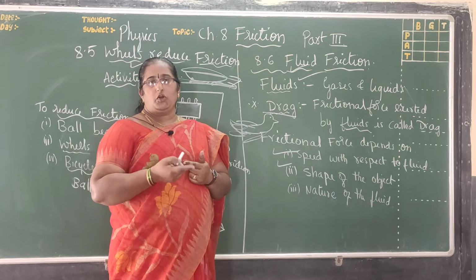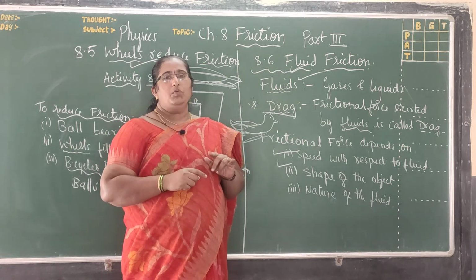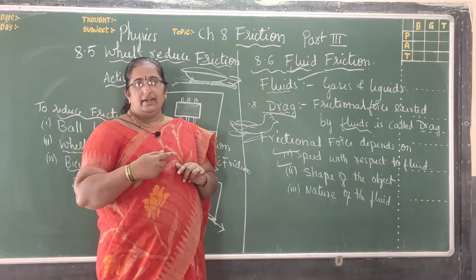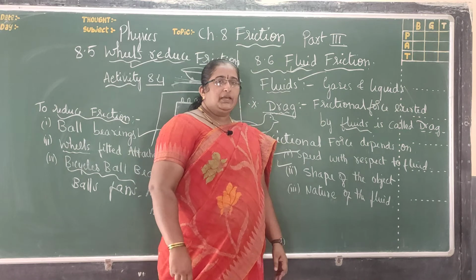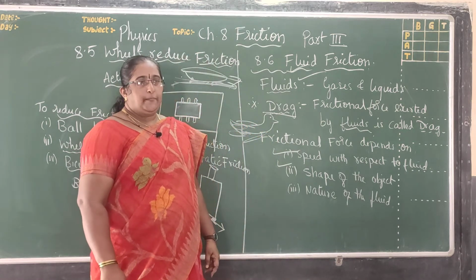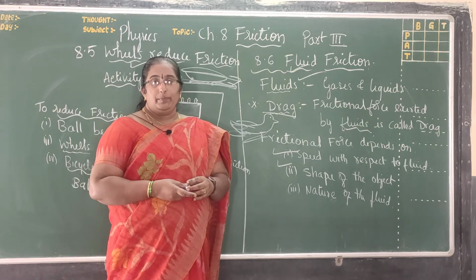So that we call it a lubricant. The process is called lubrication. By applying oil, it will easily move, so it will reduce the friction. You can see that in a sewing machine. To reduce friction, the grease or oil is applied and we call it a lubricant.